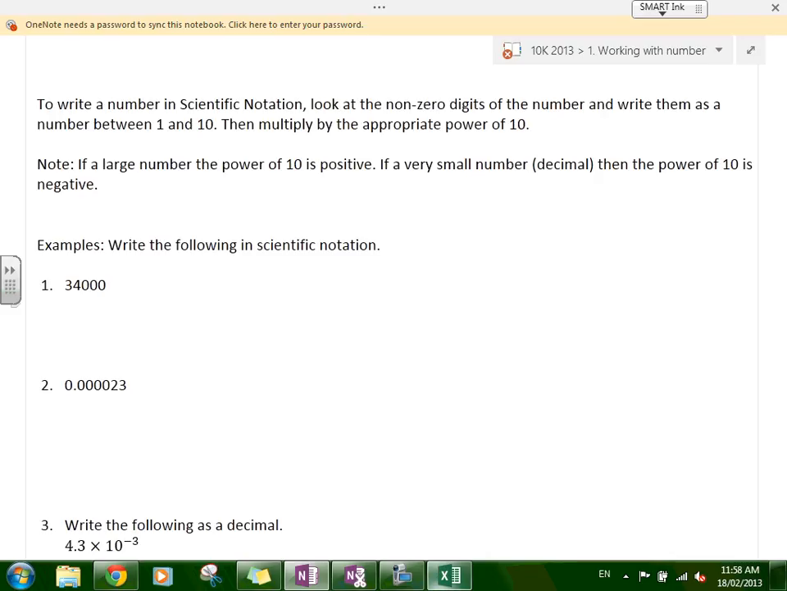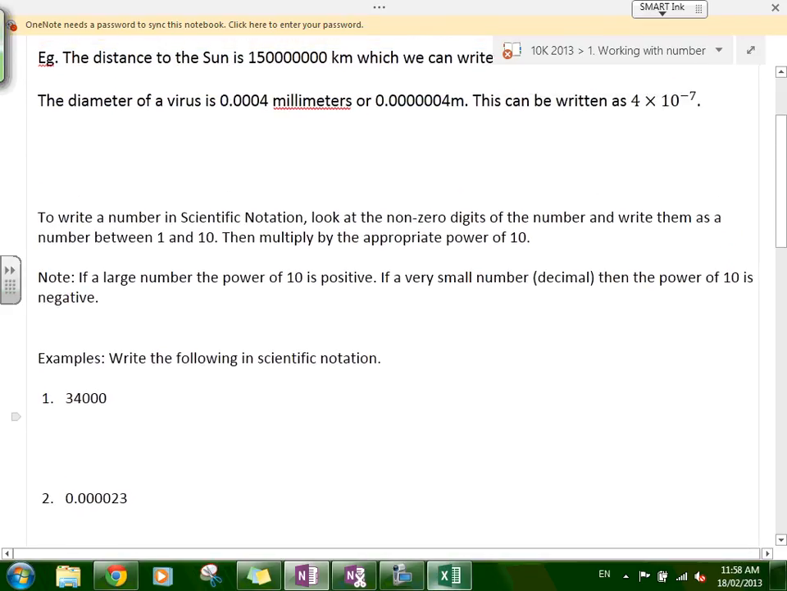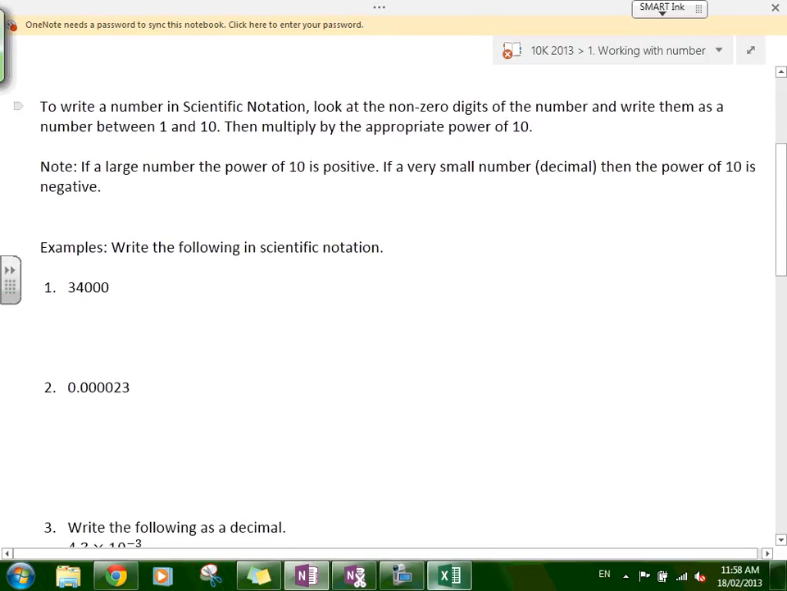Okay, so in our first example, with the 150 million kilometers, we'd look at the non-zero digits, the 1 and the 5. The way we make that into a number between 1 and 10 is, well, that's 1.5. So that's my first part of scientific notation. And then you multiply by the appropriate power of 10.